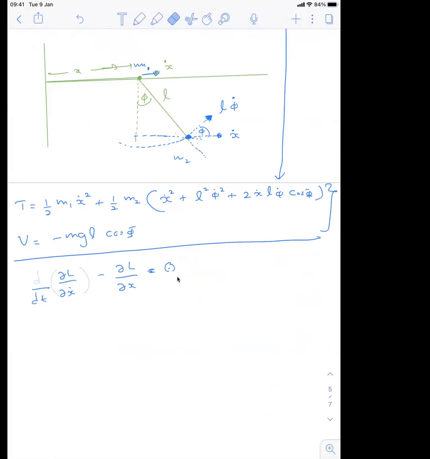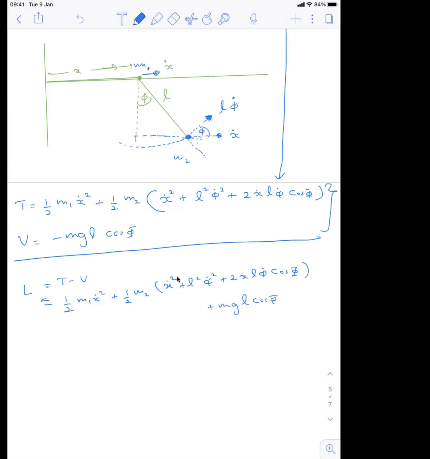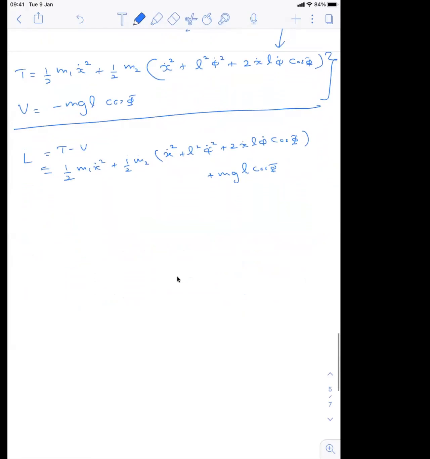Okay, let me just write the expression for the Lagrangian, which maybe will be more clear that way. So L is equal to T minus V, T equal half M1 x dot squared plus half M2 times x dot squared plus L squared phi dot squared plus 2 x dot L phi dot cosine of phi, and then minus minus, it will become plus, mgl cosine of phi. Now after that it's straightforward, you can do it. But for the first two examples, I will do the mathematics part as well.